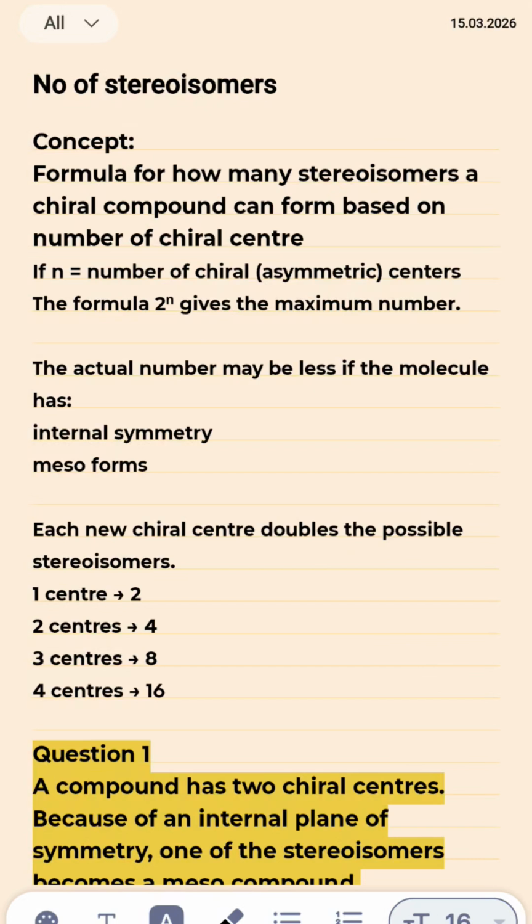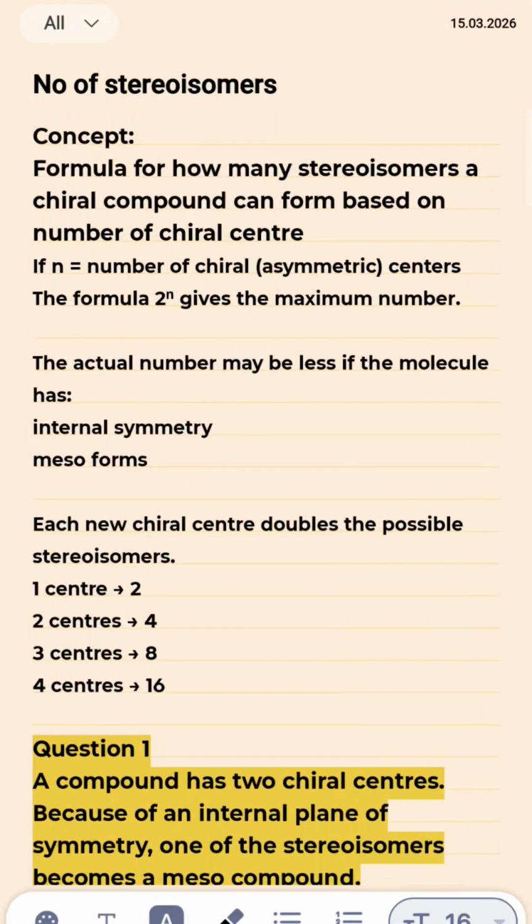See, this is the application of number of stereoisomers. We have studied how many stereoisomers can be there. So when we do it in calculation, what type of question can come? For that reason, this is the first concept: the formula for how many stereoisomers a chiral compound can form based on the number of chiral centers.